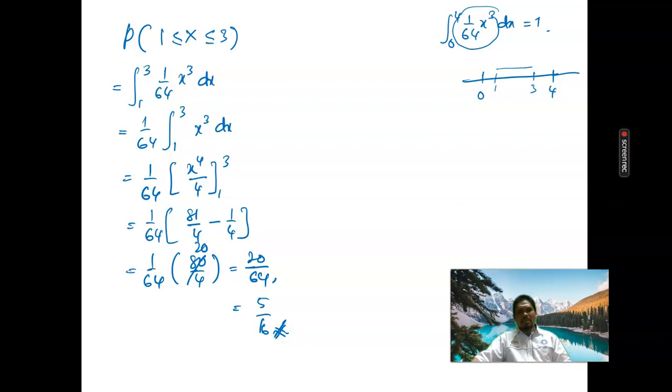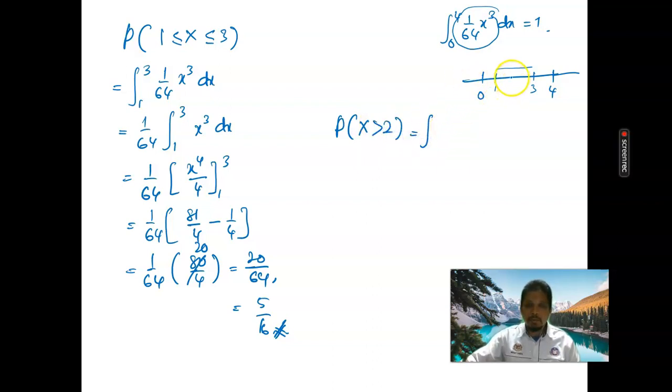Am I right? 5 times 4 equal to 20, and 16 times 4 equal to 64. Okay, that's it. And then second question, probability of x greater than 2. So it's an integral, x greater than 2 here, from 2 to 4 and to positive infinity across this domain.